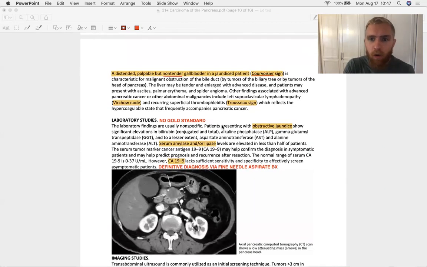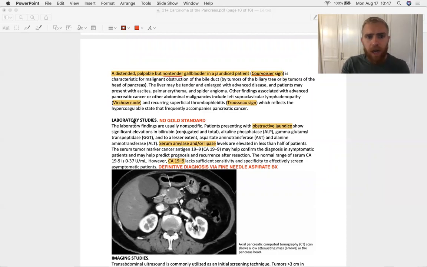So then we've got Courvoisier's sign. A distended and palpable gallbladder that doesn't hurt. If it hurts, that means there are gallstones, okay? If it doesn't hurt, that means it's just a bunch of bile in there and it's not gallstones. So hope that makes sense. If there's a bunch of bile in there and it's not gallstones, well, what can make your gallbladder fill up that drastically? Compression of the biliary tree by something else, probably a tumor.